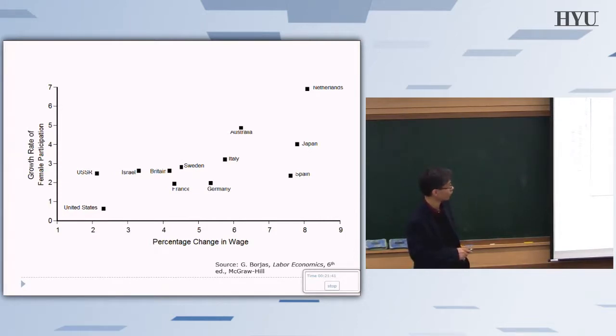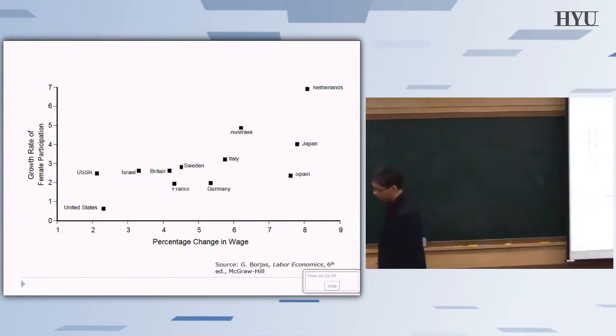So countries where there has been a substantial increase in female wage generally experience a substantial increase in female labor force participation. Countries where the wage change is small, the change in participation has been small. Okay? So as you can see, this is the relationship.